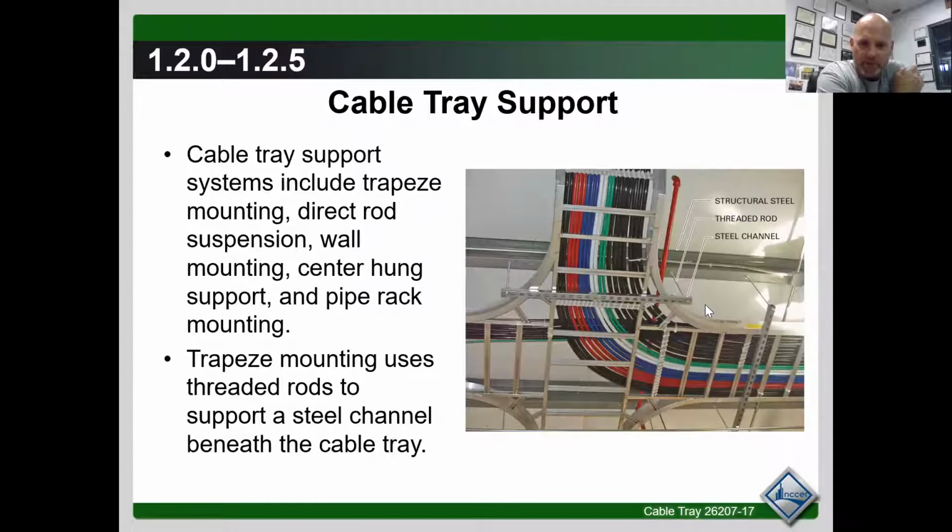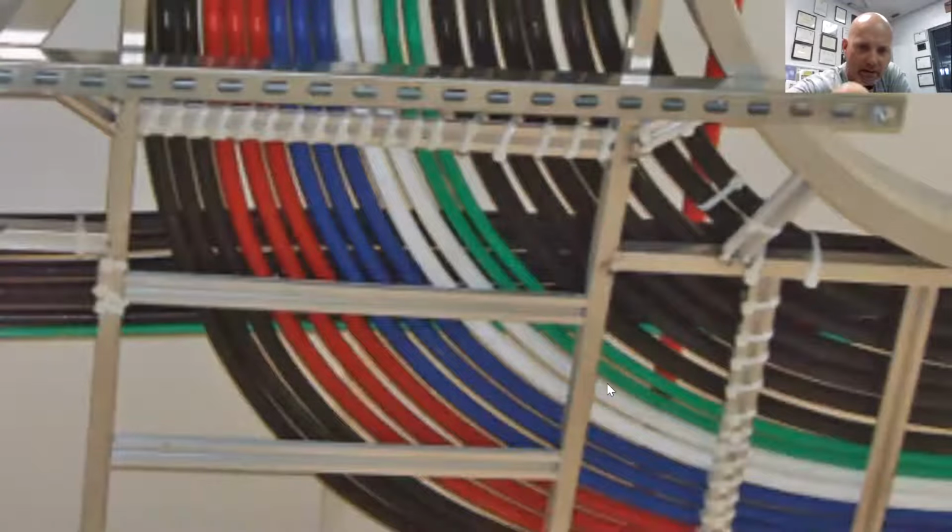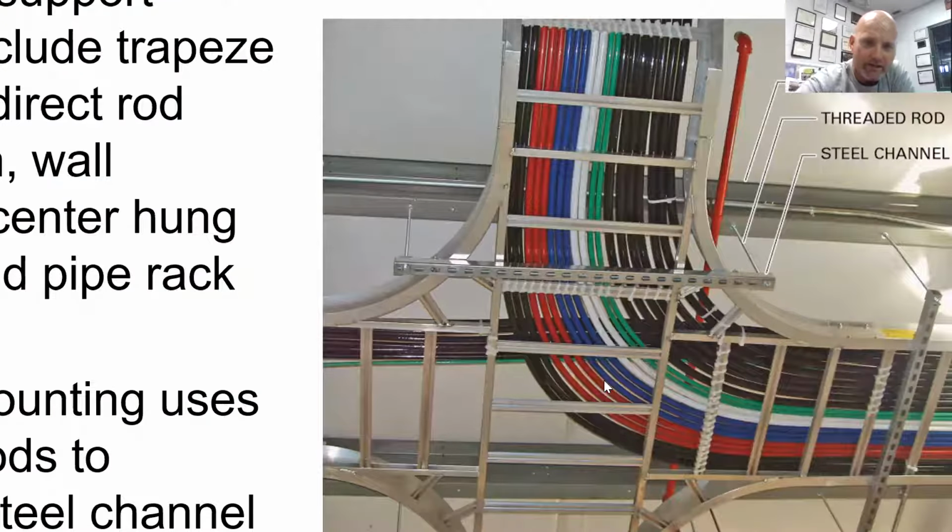Cable tray supports. If you'll zoom in right here with me. As you can see, they've actually anchored the all thread all the way to the purlins of the building. This here is unistrut. They've used this piece of unistrut as support, and then supported it through the use of all thread.